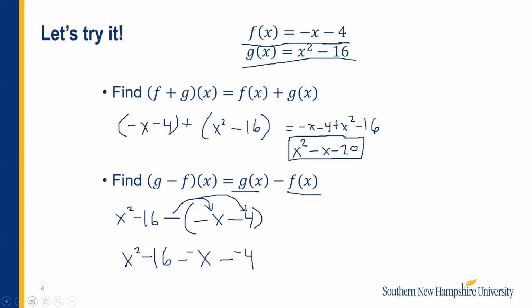And both of those turn into adding a positive because of the little rule I mentioned. So that means that this becomes x squared plus x minus 16 plus 4, and now we get to combine the things that are alike, and we find x squared plus x minus 12 is our final answer here.